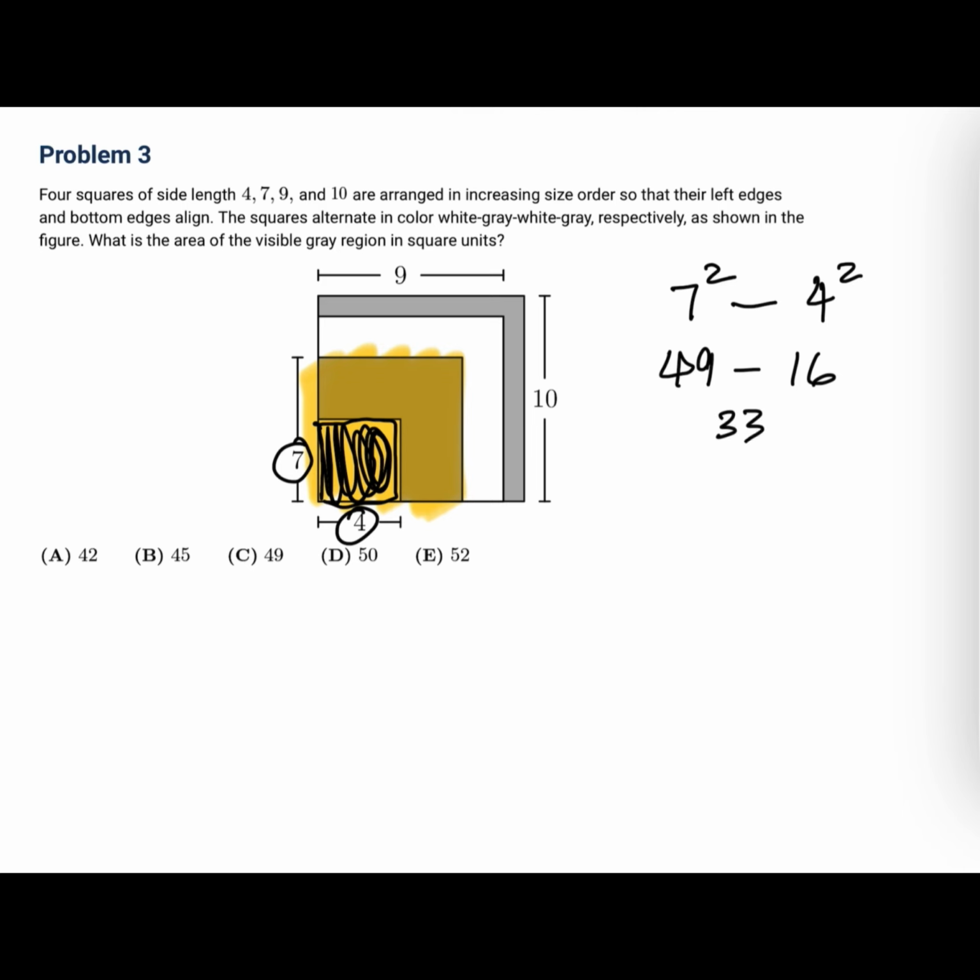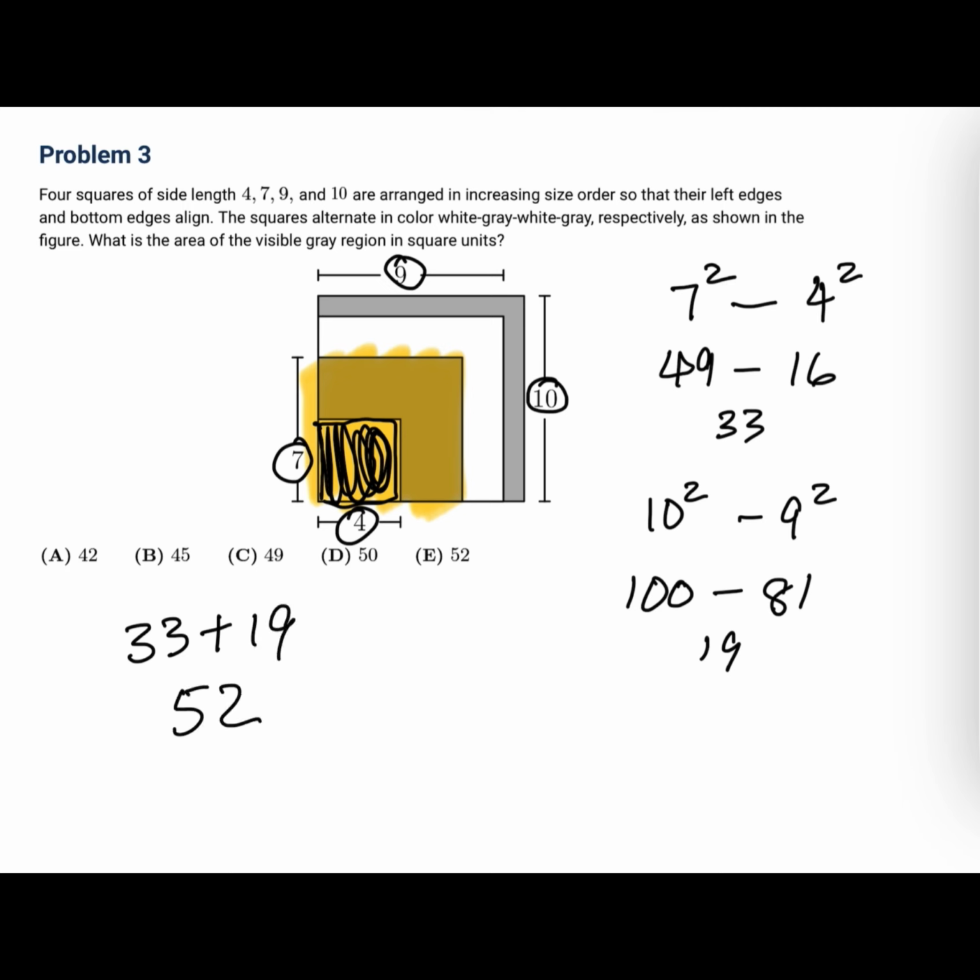We can apply this same method to the larger square to find our last gray area. The larger square has an area of 10 squared because the side length is 10. And the smaller square has a side length of 9, so it has an area of 9 squared. 10 squared is 100, minus 9 squared is 81. So the area of that gray area is 19. Finally, all we have to do is add up both of these gray areas, 33 plus 19, to get that the answer is 52. E.